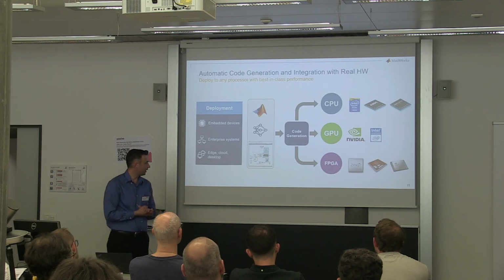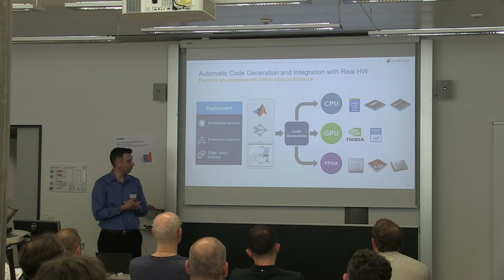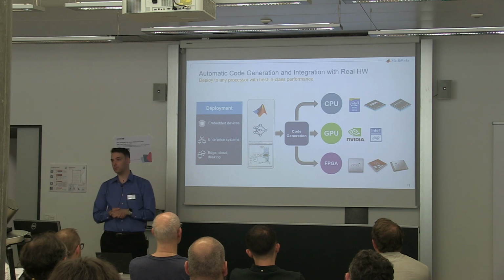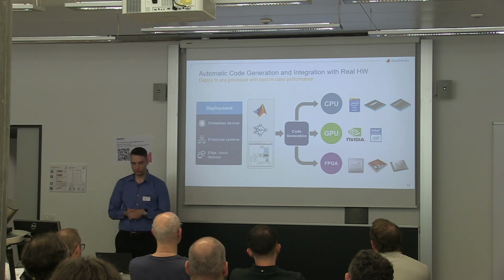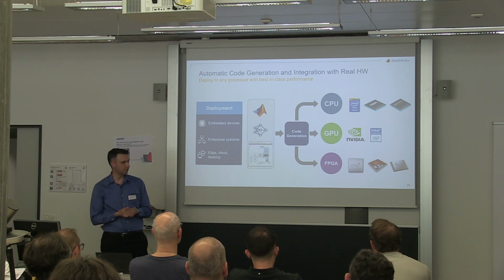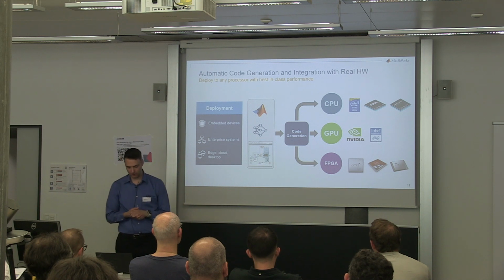Then I mentioned regarding code generation, you can go to multiple platforms. So in the first case, we are going to a standard processor. But if you want to do deep learning and AI onto a GPU, this is also possible. You can generate CUDA code directly. And also, it is possible to generate HDL code in order to go onto an FPGA or an SoC.